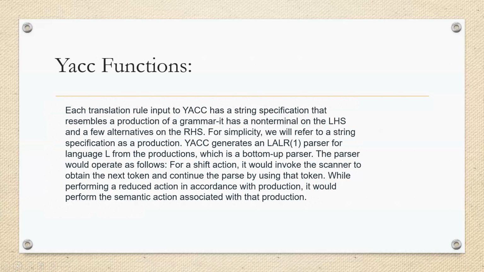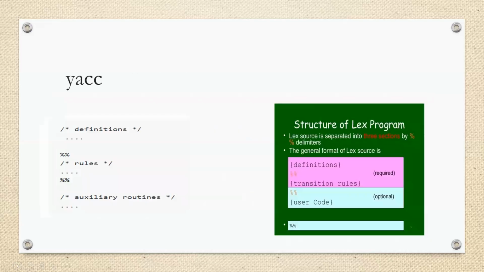So a translation rule of Yacc is a string specification, with a non-terminal on the left-hand side and a few alternatives on the right-hand side. The output of Yacc is a parse tree, which is the output for the Yacc functions, that is, the parser. Here we can see the structure of a Yacc program and the structure of a Lex program. In the diagram you can see that Yacc basically consists of three sections.